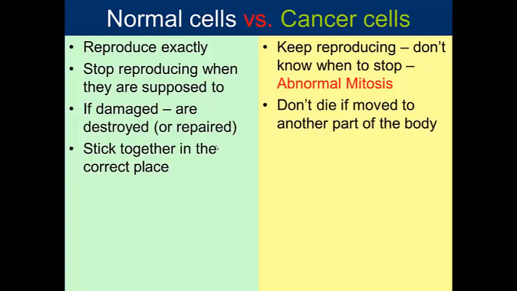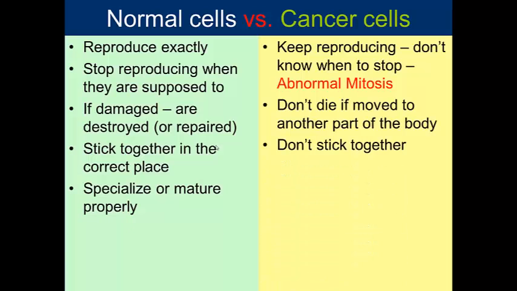Normal cells tend to stick together in the place that they're meant to be, so liver cells are found in the liver and lung cells are found in the lungs. They specialize or mature properly. Cancer cells don't tend to stick together. They like to move around, they break off, and they move to other areas of the body. And they don't specialize, they stay immature.